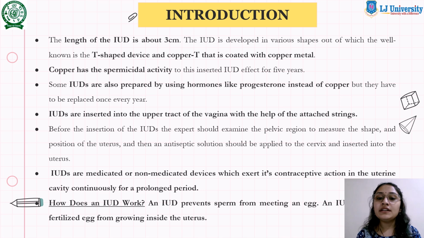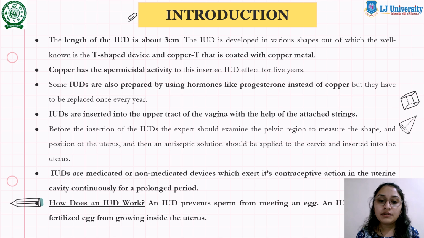Now, the simple structure of an intrauterine device. These devices are inserted through the cervix into the upper tract of the vagina, and they are attached with the help of strings. During insertion, some strings are attached at the bottom of the intrauterine device, at its end, so that a doctor or physician inserting the device into the uterus can easily locate it, right?